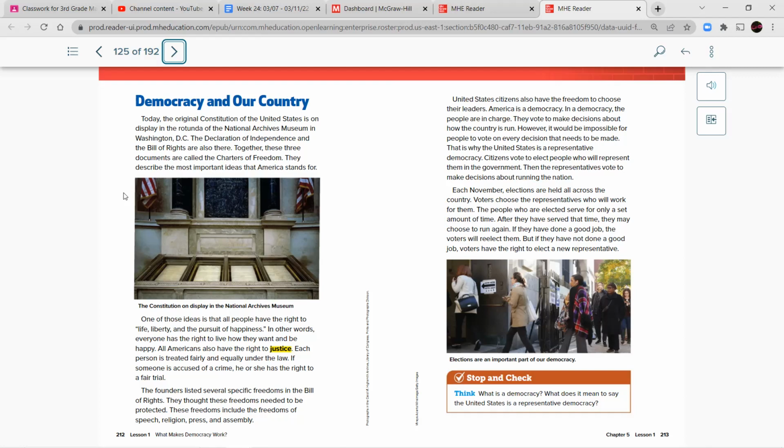Citizens vote to elect people who will represent them in the government. Then the representatives vote to make decisions about running the nation. Each November, elections are held all across the country. Voters choose the representatives who will work for them.